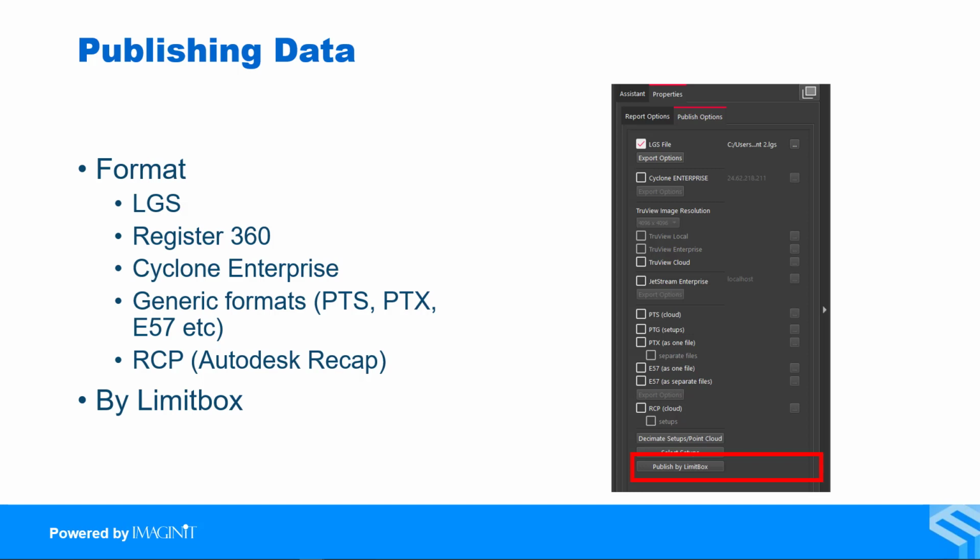We can publish our data using a limit box in Register 360. The advantage of this is being able to select only the area we would like to take a look at in the analysis software. Of course, with advantages, there are almost always disadvantages. The disadvantage to publishing by a limit box is if you later deem that there's need to see more data, you will have to republish your point cloud to that file format.